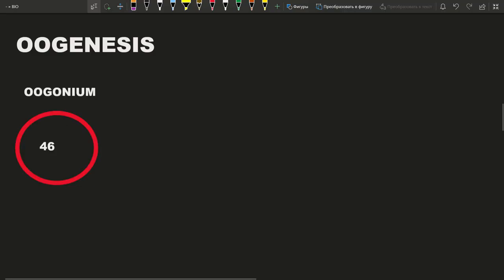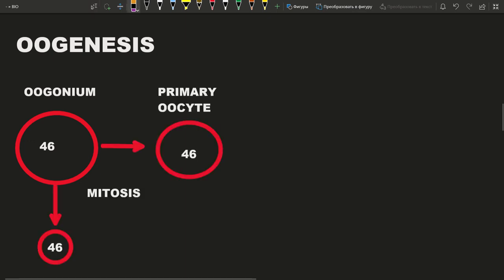Oogenesis begins with cells named as oogonia, singular oogonium, and this oogonium is diploid and it contains 46 chromosomes. Then this oogonium divides via mitosis and forms two cells. First one remains as oogonium and the other one turns into a primary oocyte, and both cells are diploid.